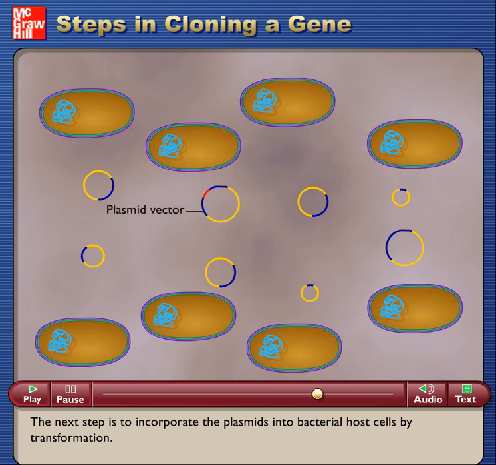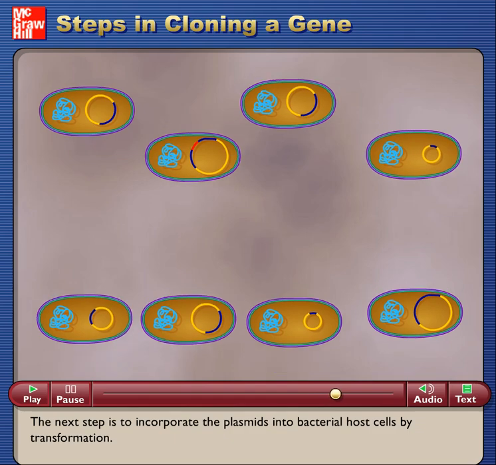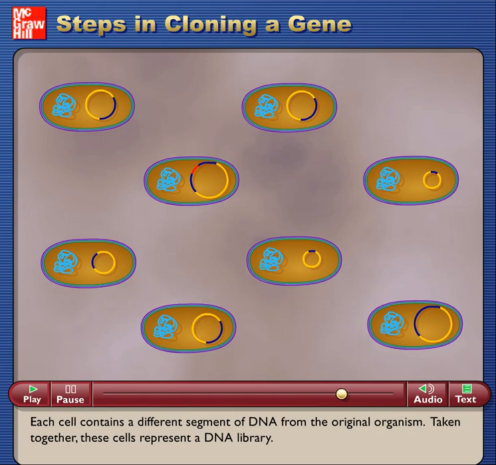The next step is to incorporate the plasmids into bacterial host cells by transformation. Each cell contains a different segment of DNA from the original organism. Taken together, these cells represent a DNA library.